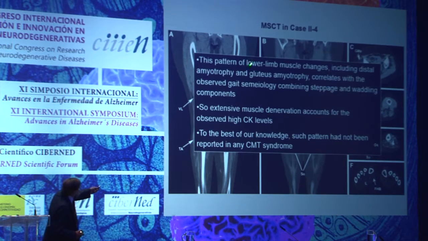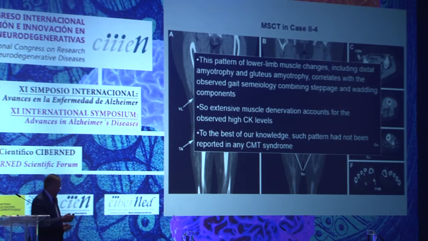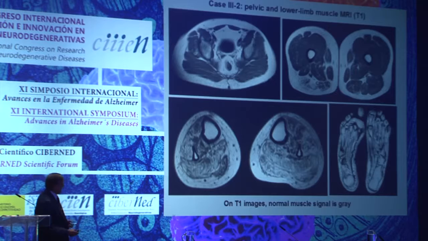Clearly, this pattern of lower limb muscle changes, including distal amyotrophy and gluteus amyotrophy, correlates with the observed gait semiology combining steppage and waddling components. So extensive muscle denervation probably accounts for the observed high CK levels, and to the best of our knowledge, such a pattern had not been reported in any CMT1 syndrome.